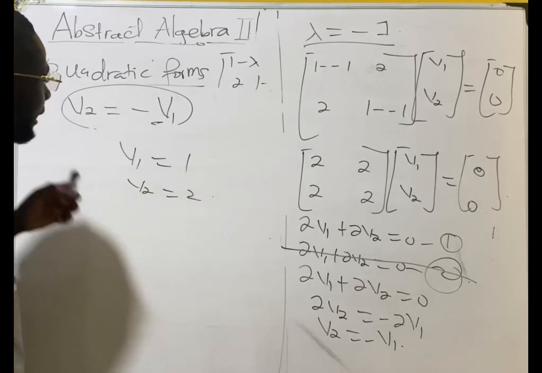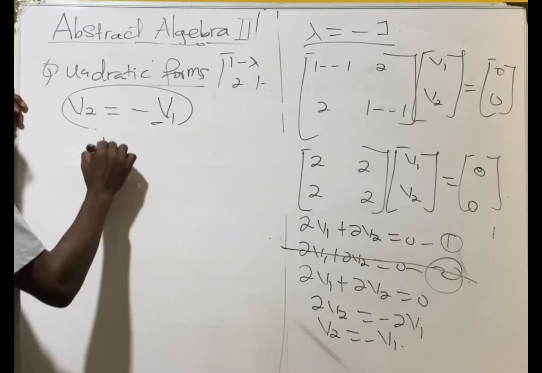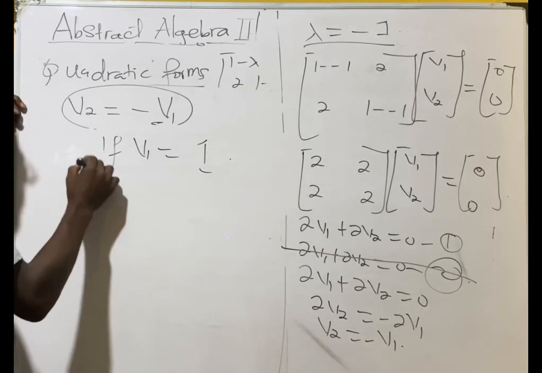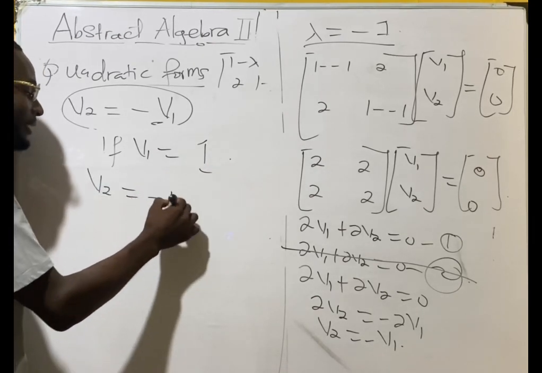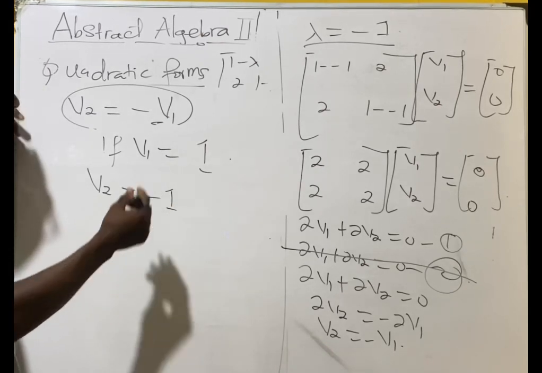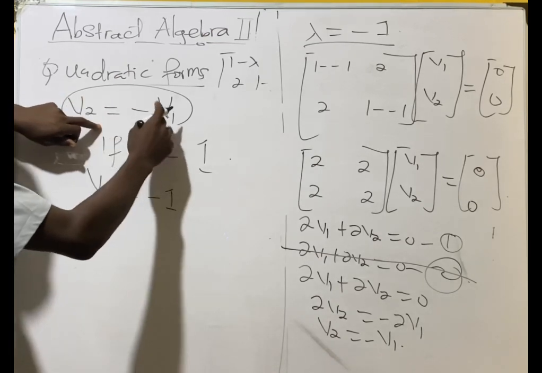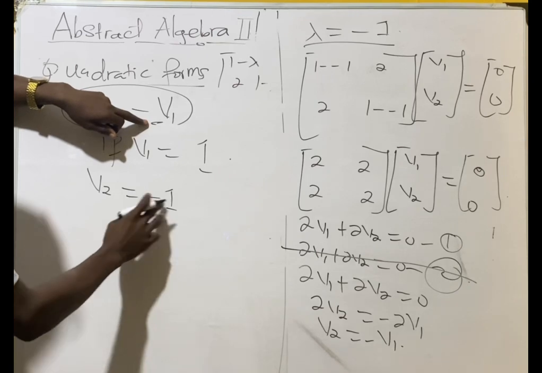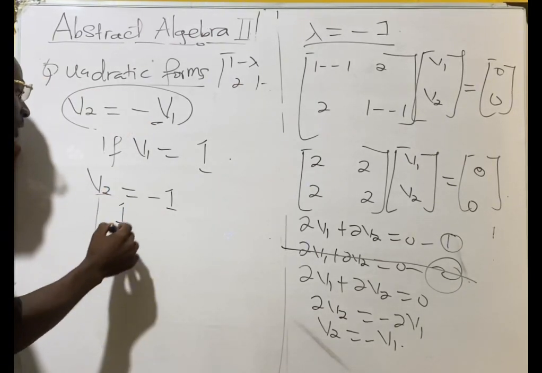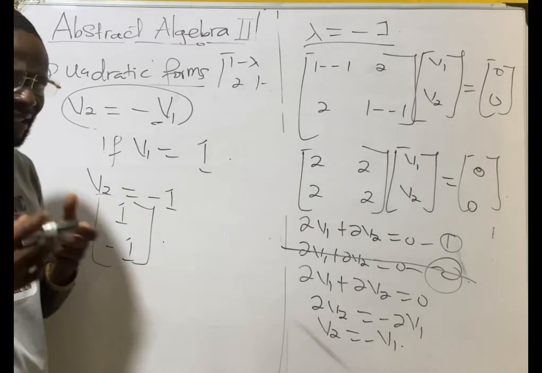So here we're going to say that if v1 is equal to positive 1, then v2 will be equal to what? Negative 1. Are we getting the argument? v1 is equal to positive 1. Then it means that v2 will be negative times 1, which is negative 1. So this means that our eigenvector is positive 1 and negative 1. Right? Are we getting the whole argument?